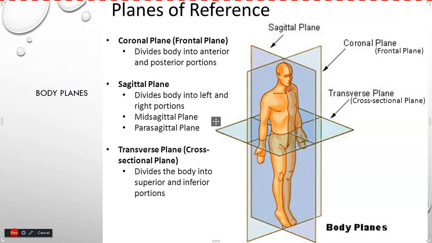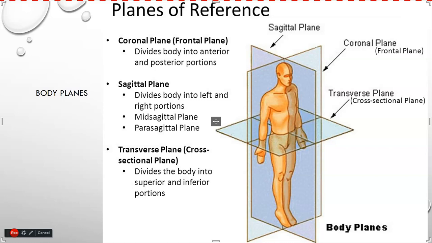Okay? So we've got the coronal plane that divides the body into anterior and posterior. We now have the sagittal plane. The mid-sagittal plane divides the body into right and left equally, and the perisagittal plane is anything that divides the body into right and left other than the midsection.